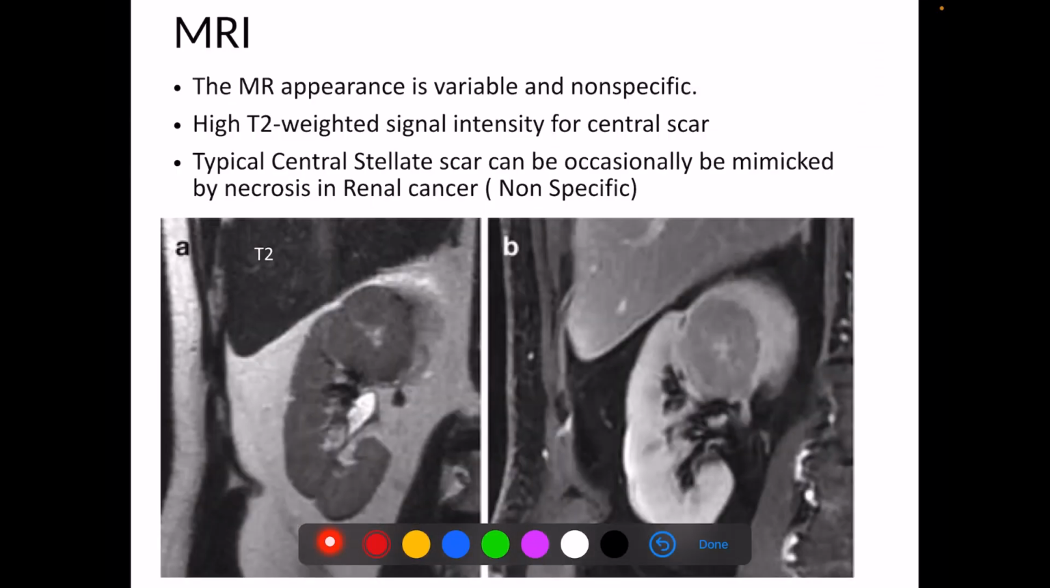Now, coming to the MRI, the MR appearance is variable and non-specific. They are hypointense on T1 weighted images, but vary in signal intensity on T2 weighted images. They are often well defined, with a well defined capsule. The central scar, when present, is seen as a stellate area of low signal intensity on T1 images, but on T2 images the signal intensity is high.